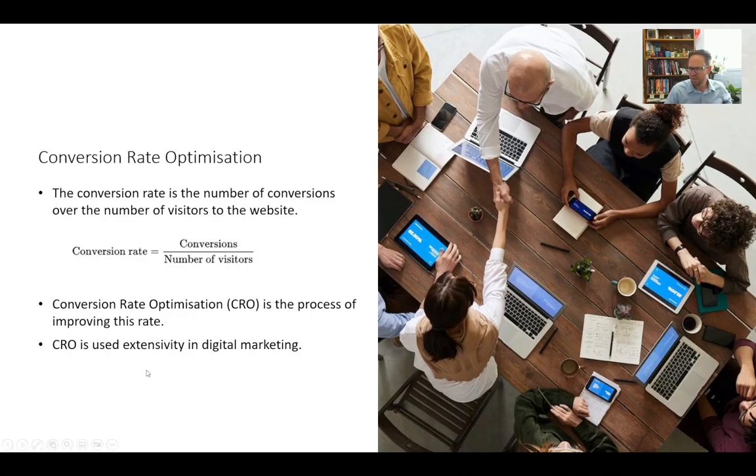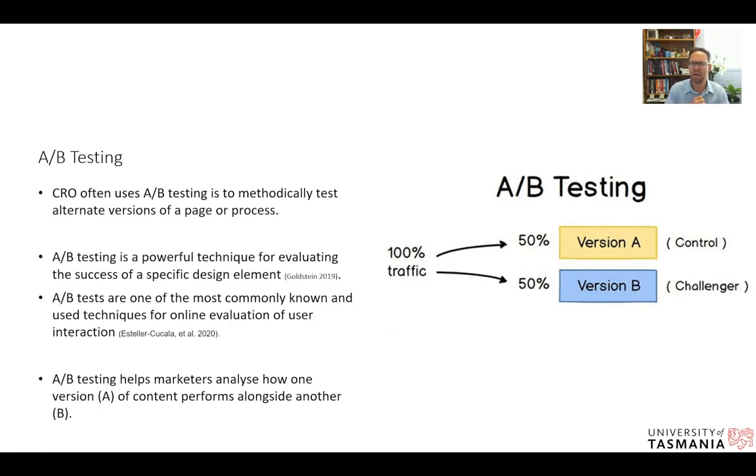Now, conversion rate optimization is used extensively in digital marketing. So I really want you guys to be familiar with this and be able to use it. One way that we do it is with A/B testing. Conversion rate optimization often uses A/B testing, which is a way to methodically test alternate versions of a web page or a process of going through that web page. A/B testing is a powerful technique for evaluating the success of a specific design element.